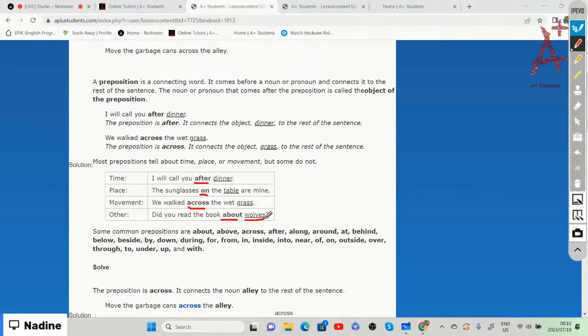So those are some of our common prepositions that we mainly use within sentences, whenever we talk, in conversations, when identifying something or wanting to pinpoint something. And these common prepositions either tell us about time, place, movement, or just other.